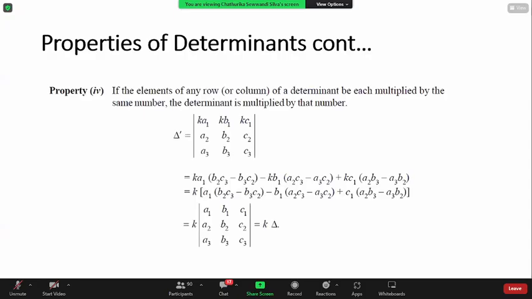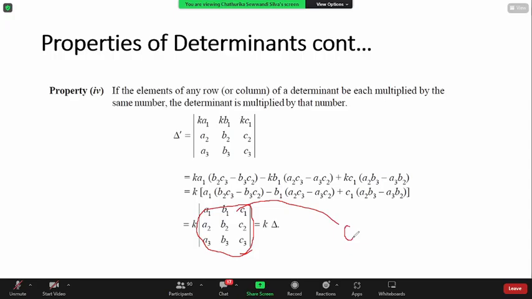Property number 4, right? If the elements of any row or a column of a determinant are each multiplied by the same number, the determinant is multiplied by that number. Originally, let's assume there's an original matrix, and we have found the determinant of this particular matrix. There we got the determinant as C.